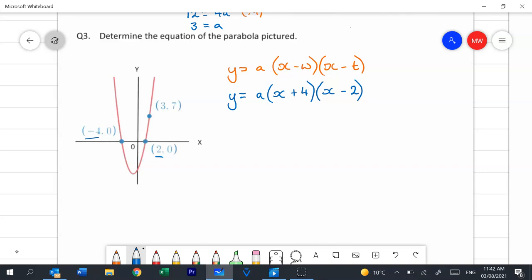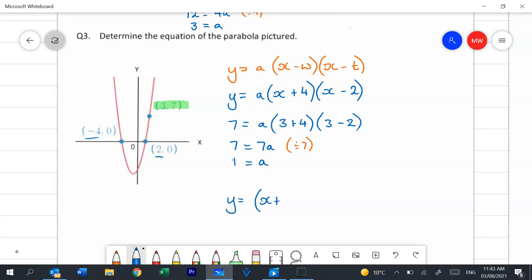We've got x's, y's, and a's unsolved. So we're going to go for a random point on the line and use its x and y values. So y becomes 7. a is still unknown. We've got a 3 plus 4 here. We've got a 3 minus 2 here. All I've got left is 7. And on this side, I've got 3 plus 4 makes 7. 3 minus 2 makes 1. So 7 times 1 makes 7a. I divide by 7 on both sides, just balance method. I'm left with 1 equals a. So now I know what a is. I can rewrite my equation. It will be y equals 1 times (x plus 4)(x minus 2). Remember that little 1 is the a value, so it goes in here, but we don't write it. So that's your answer here.